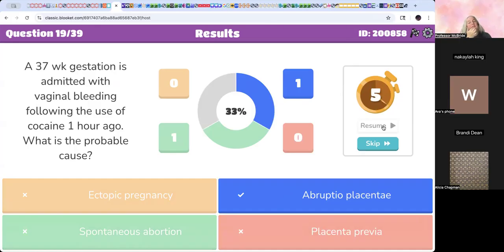Okay, let's talk about this. So she's 37 weeks. She wouldn't be having a spontaneous abortion, because spontaneous abortions happen when? They happen early in pregnancy, before 20 weeks. Oh, okay. So spontaneous is going to be before 20 weeks.